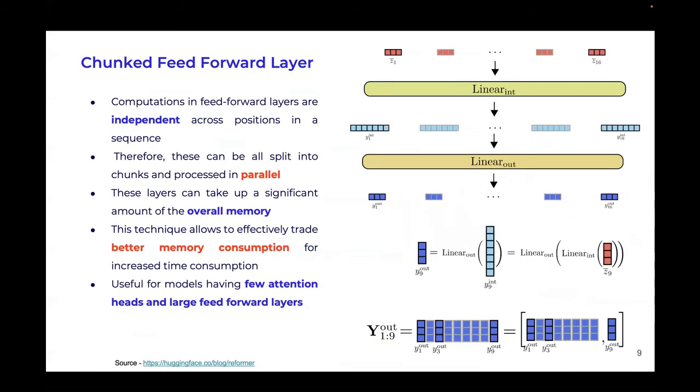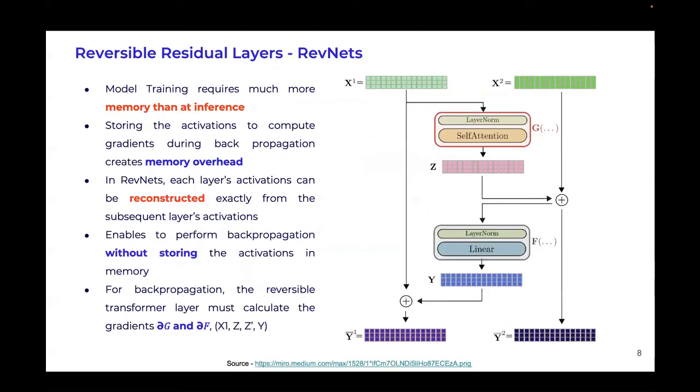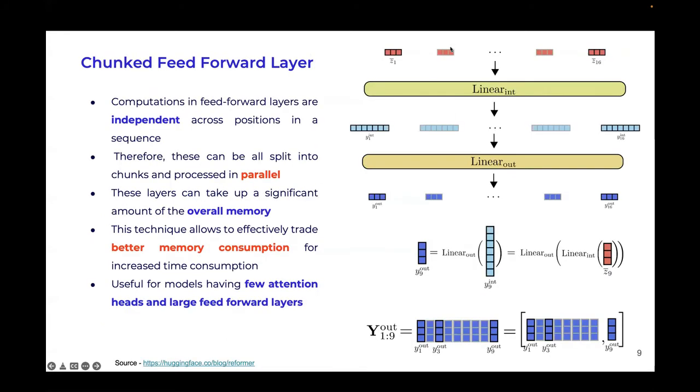The third one is the chunked feed forward layer. As I mentioned, in the transformer architecture, after the attention block, there are two feed forward layers, and that is the continuation of this diagram. One is the intermediate layer, and one is the output layer. The size of the intermediate layer is significantly larger when compared to the size of the output layer.